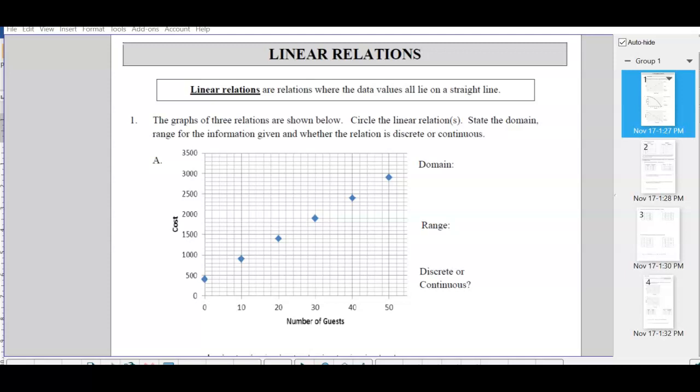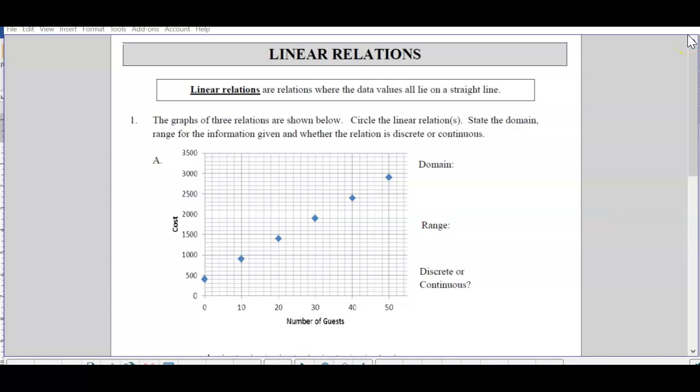First example, the graphs of three relations are shown below. Circle the linear relations, state the domain and range for the information given, and whether the relation is discrete or continuous. For example, if you were to join these points up in the first example, they'd form a straight line. So they are a linear relation. This is discrete because they are not joined up.